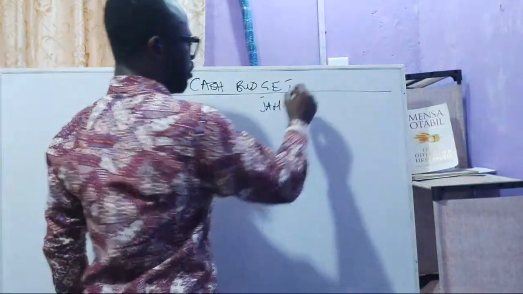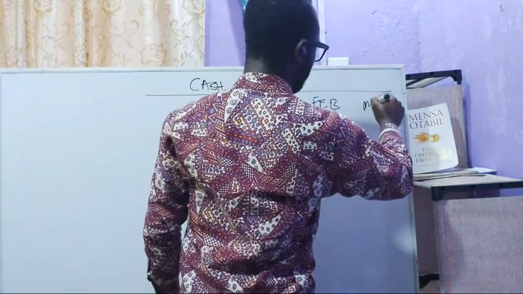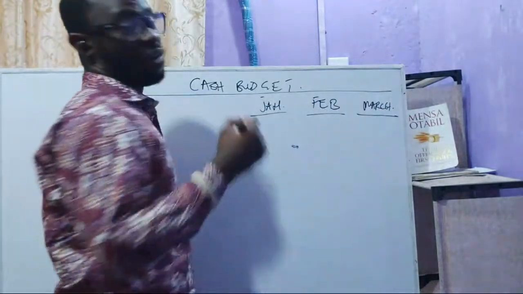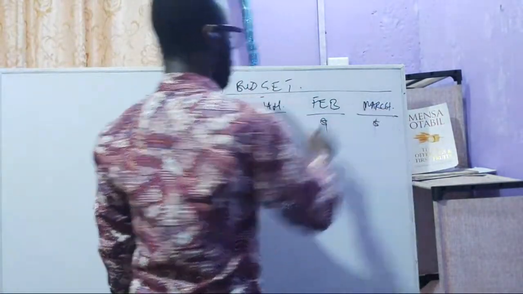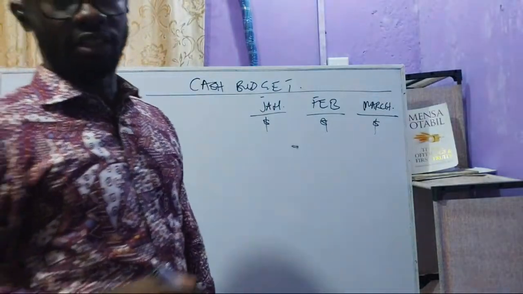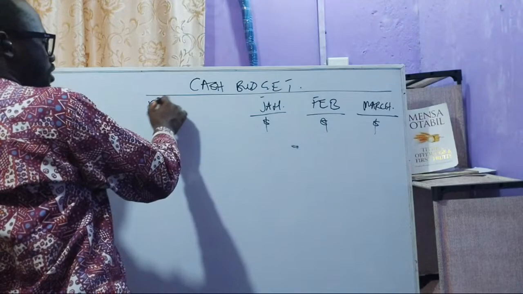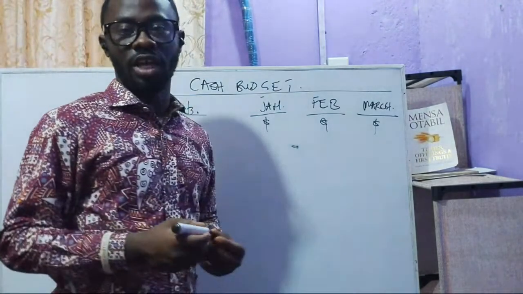So we have January, we have February, and then March. So I am assuming that we are preparing the cash budget for the first quarter of the year under consideration. So we put in our currency signs, we're working in dollars. Then we always look at the receipts first. So we bring the receipts in relation to that.